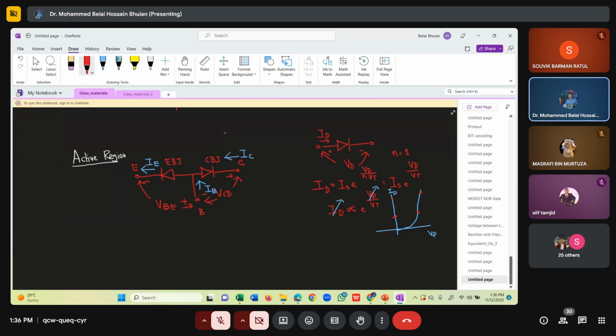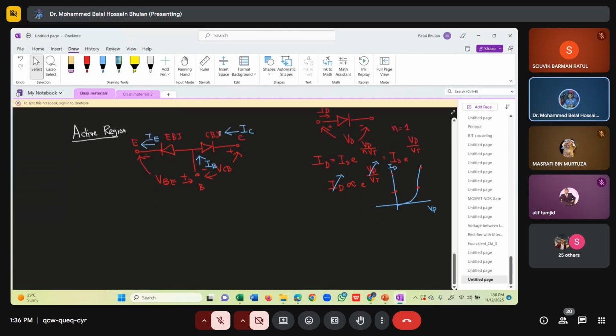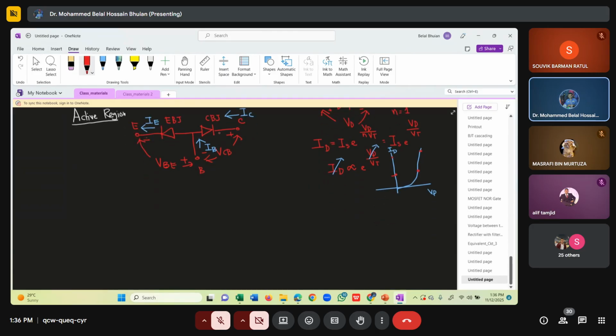Now notice here, what do we have? We have a diode which is EBJ, which has a current flowing here IE and a current flowing here IB. And then we have CBJ, where we have a current flowing here IC. The voltage across EBJ is VBE and the voltage across CBJ is VCB. So I can easily apply the diode equation for that case. IE is the diode current, isn't it? It is coming out of the diode. It must be proportional to e to the power VBE over VT.